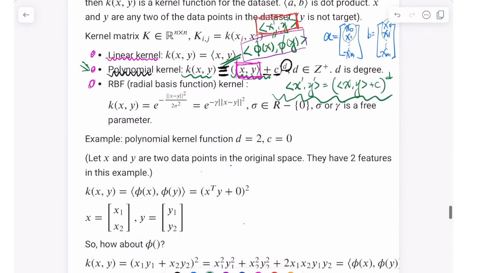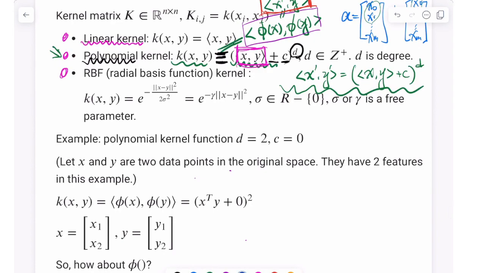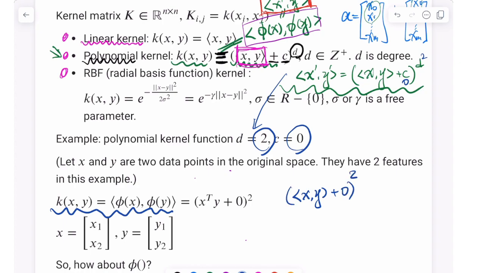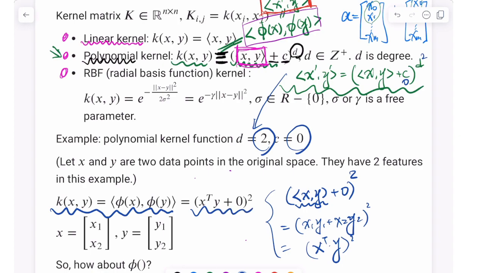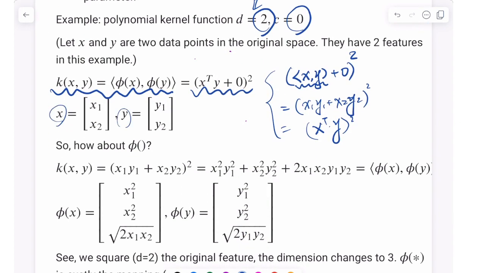Okay, so here I use a real example right here. Let's assume that d equals 2 and c is 0. So that is the simplest way. Okay, that is 0 and that is 2. So again, the kernel function looks like this, right? So x, y plus 0 power by 2, that means x1, y1 plus x2, y2, all squared. Or you can write it in a more vector way. So that is x transpose dot y squared. They all represent the same thing. So again, we'd like to show you that x is a data point.